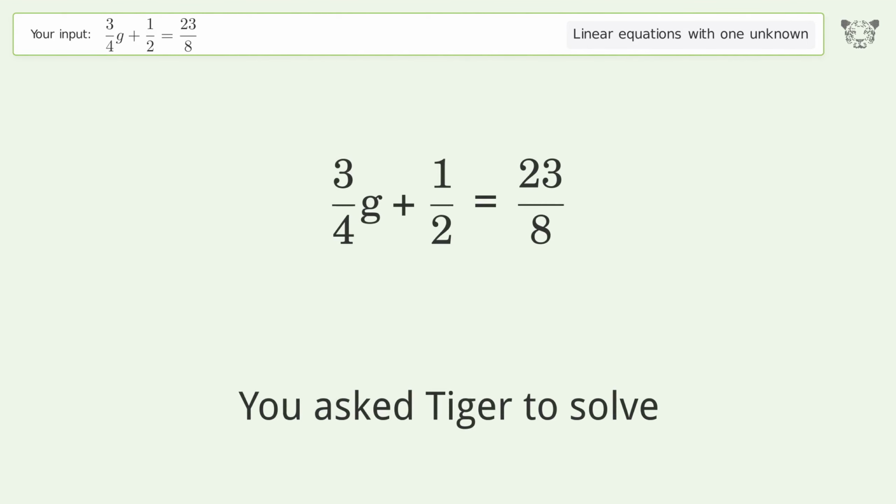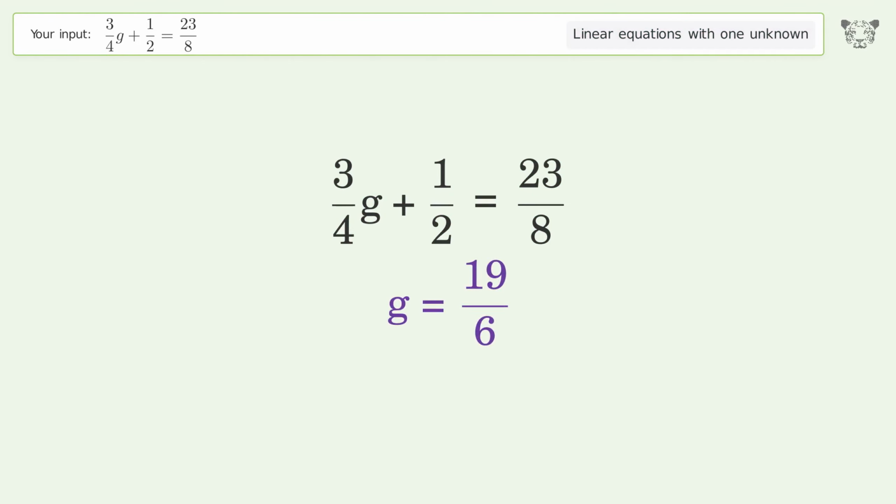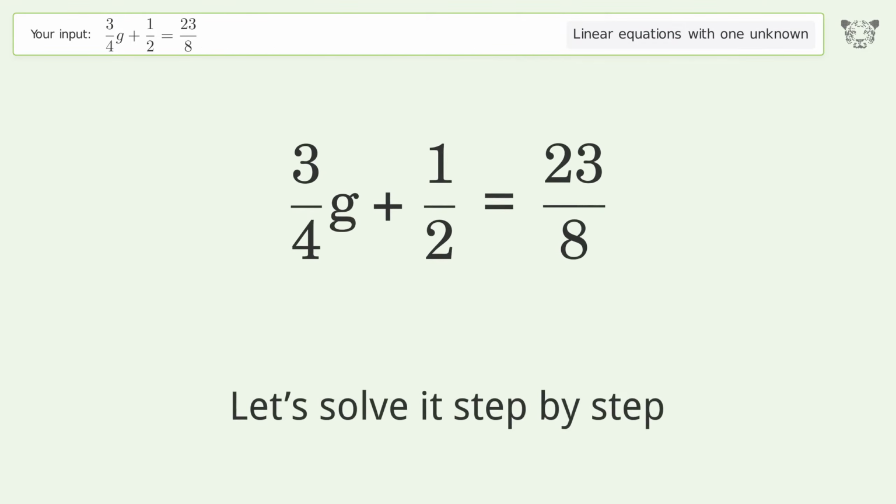You ask Tiger to solve. This deals with linear equations with one unknown. The final result is g equals 19/6. Let's solve it step by step.